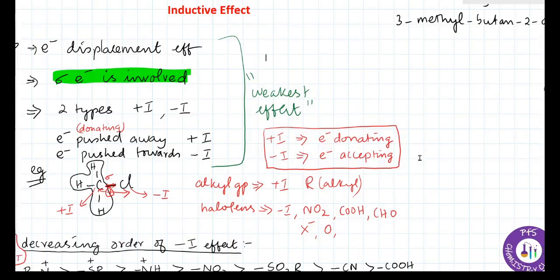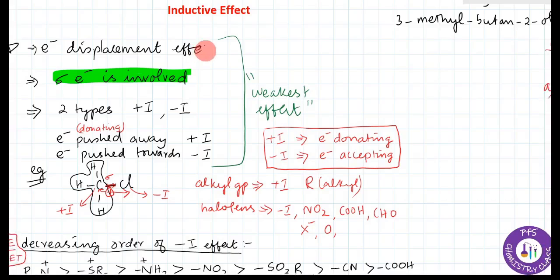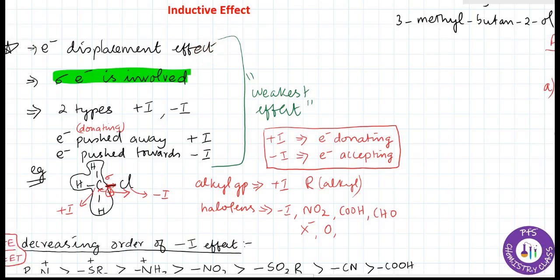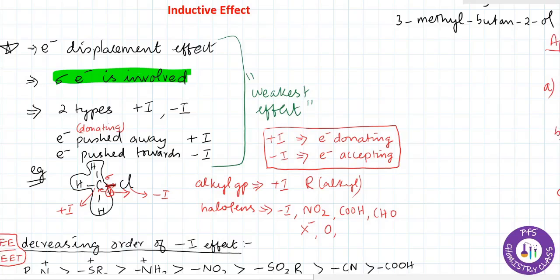First we will see what this effect is. This is an electron displacement effect. Here the sigma electrons are involved. I will explain each point in detail. First we will see the definition and the features of the inductive effect.